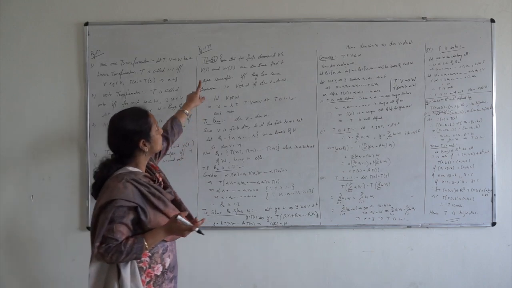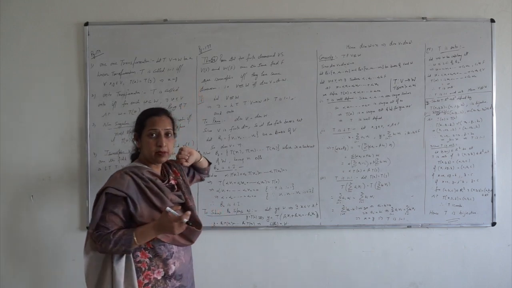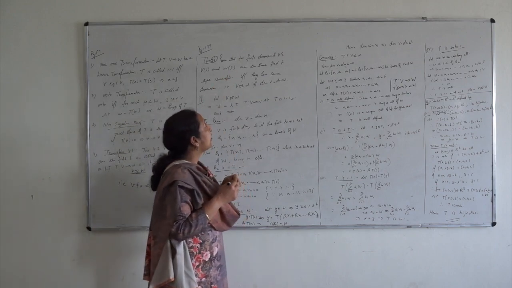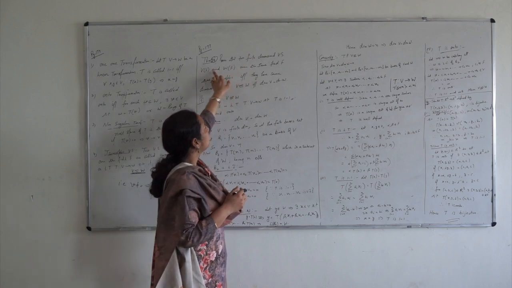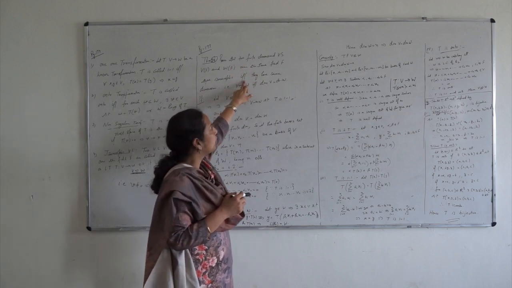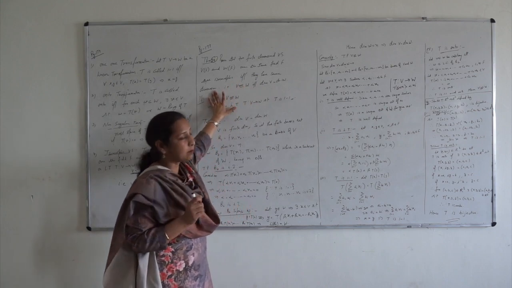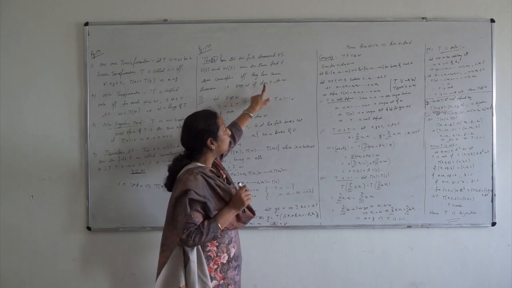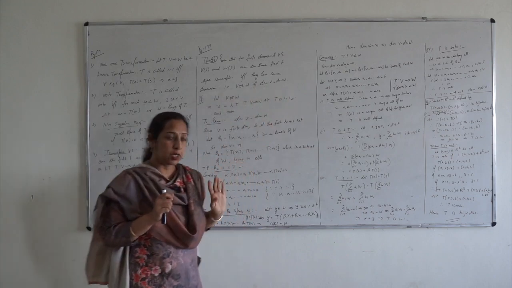Now our theorem is on page 177, theorem number 24 of your book. The statement of the theorem is: prove that two finite dimensional vector spaces over the same field are isomorphic if and only if they have the same dimension. That means we will prove that V is isomorphic to W if and only if the dimensions of both are equal.